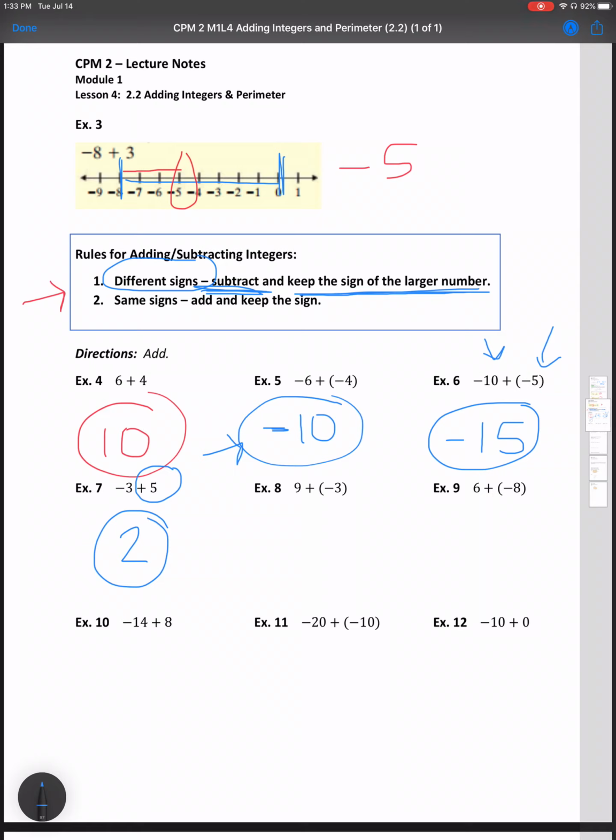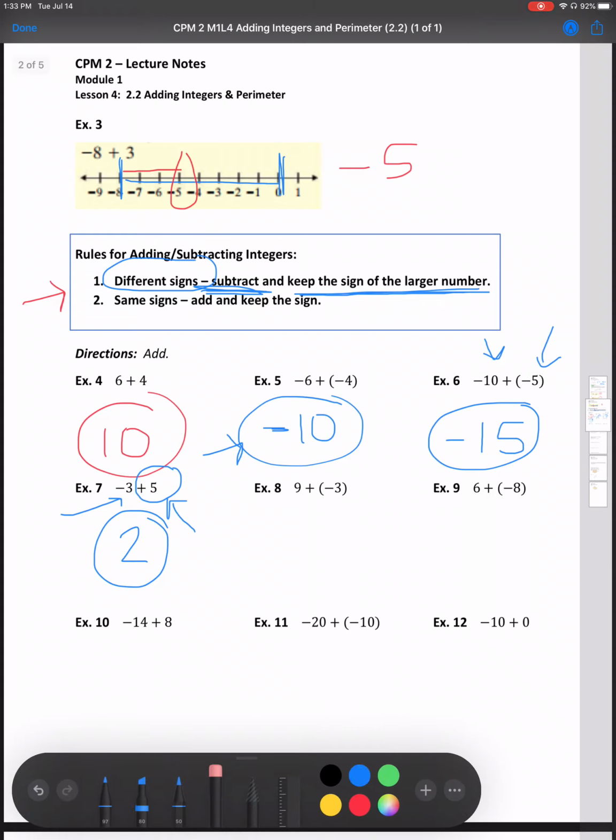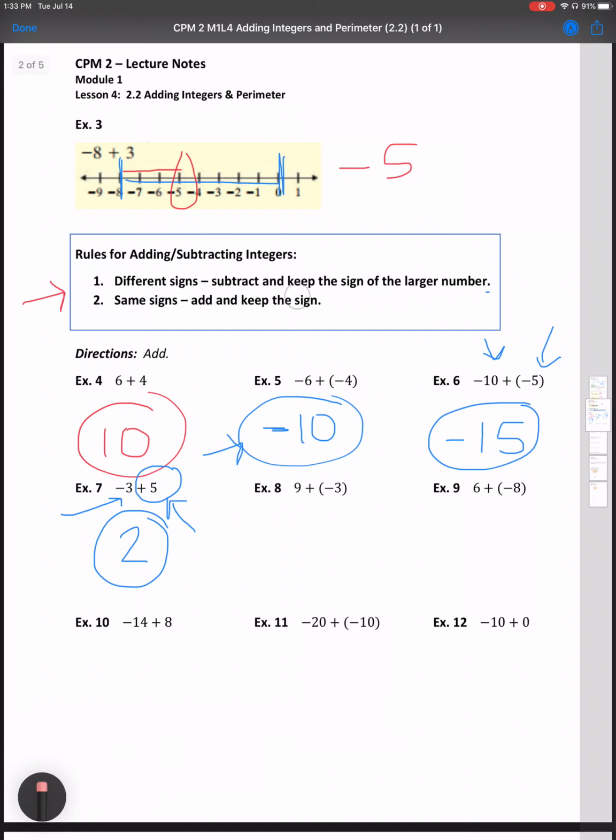So again, think of money. If I'm $3 in the hole, if I have a bill that's $3 and I go pay with a $5 bill, I'm still going to have $2 in my pocket. So you can always think of money when we're doing this.